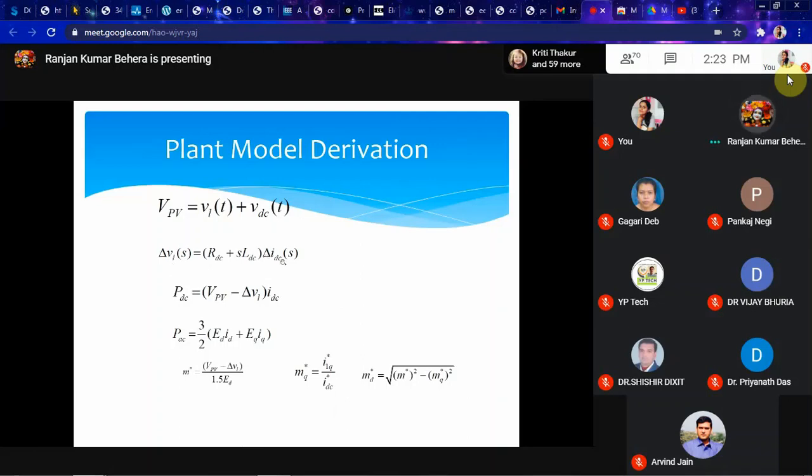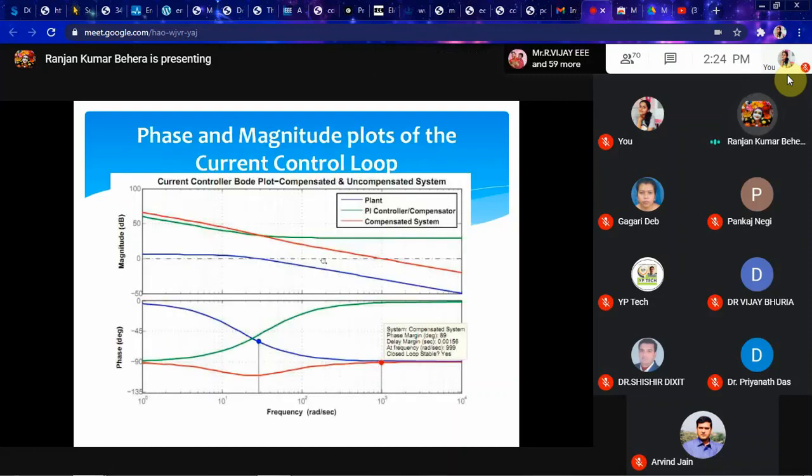Now, this plant model we can derive by using this one as the line voltage plus VDC, okay, the load voltage, and plus this. Then you just mathematically manipulate this and you will find the MQ and MD, the Q-axis modulation index and D-axis modulation index. And then we can draw the plot of phase margin and gain margin. From there you can ensure that the system is stable. The closed loop system is stable, which is very, very important. Okay, if the system is stable, then you can use it.